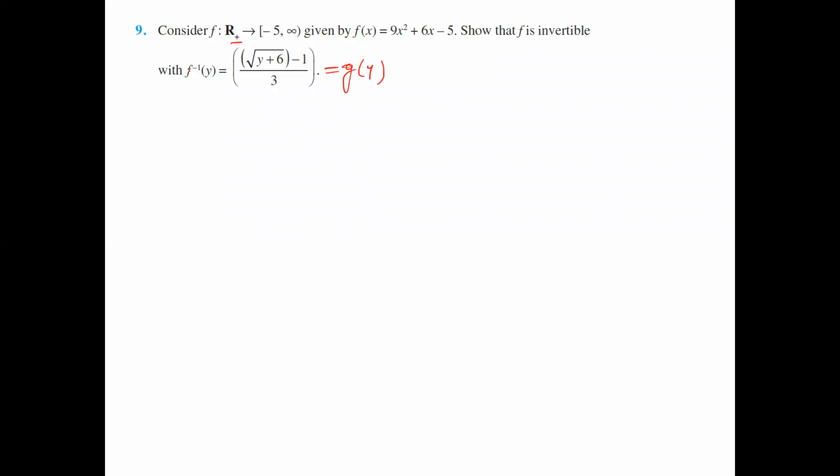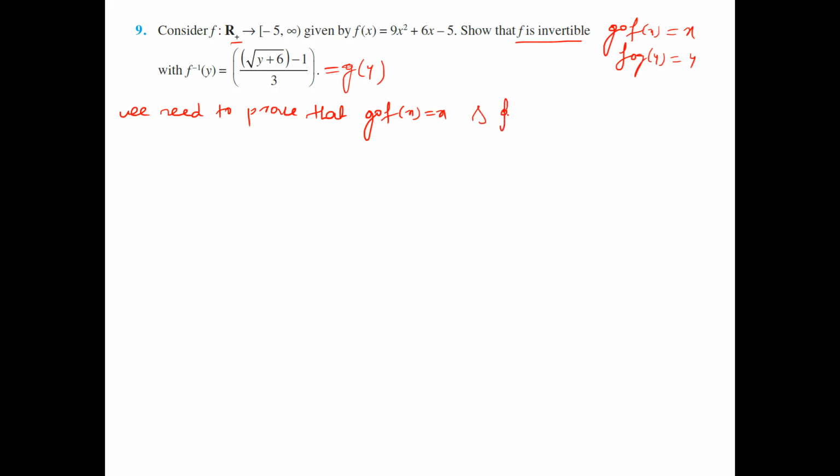Don't get confused, because f inverse is nothing but g. Now to show that it is an invertible function, how to prove it? We need to prove that g composition f of x equals x and f composition g of y equals y. I have to prove this. First, I will prove the first one.